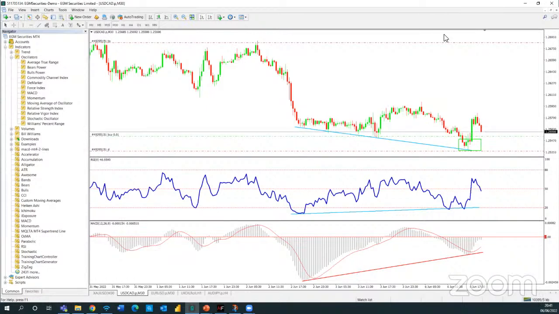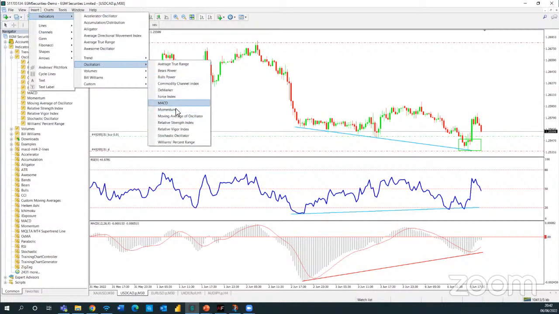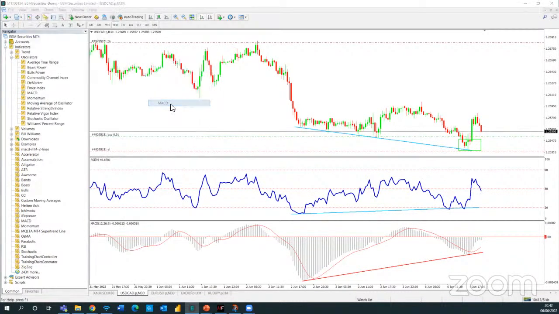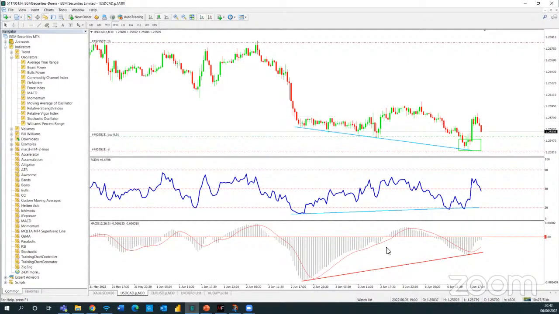Stanley, just search for it in the oscillators, drag it and drop it there, and you'll have your oscillator. If you want to add it from the insert button, just go to insert, then indicators, oscillators, and look for the MACD. Once you open it up, you have to do the setups and the colors and everything. Then once you click OK, it's going to be added, and you can check for the divergences.